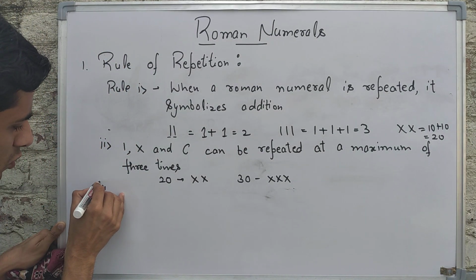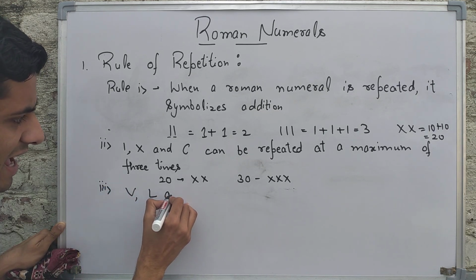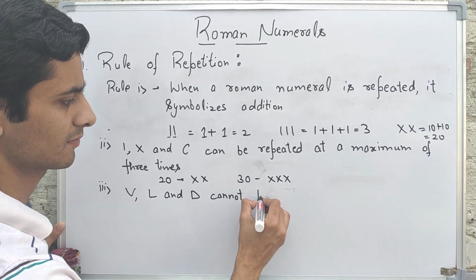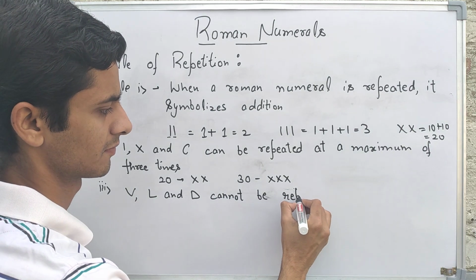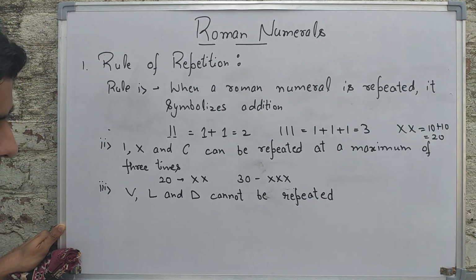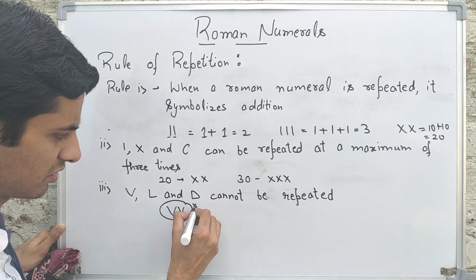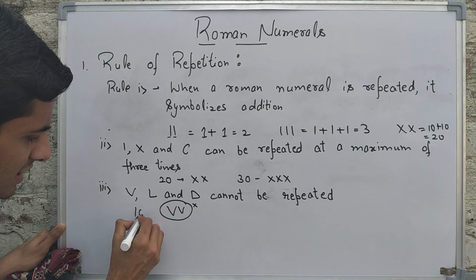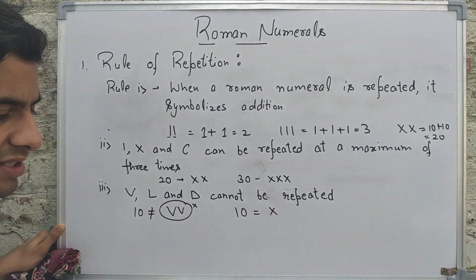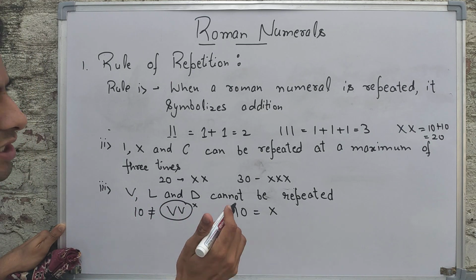What does the third rule say? It says that V, L and D cannot be repeated. What does V stand for? 5. You cannot write this V twice. 10 is not equal to this, but 10 is equal to this X. So V, L and D symbols cannot be repeated.